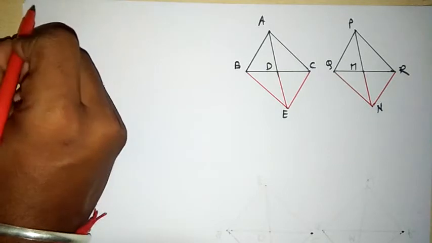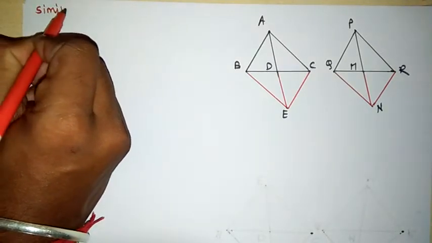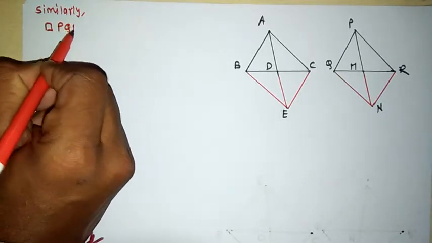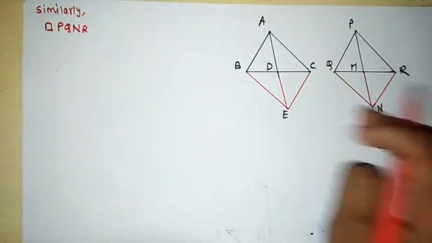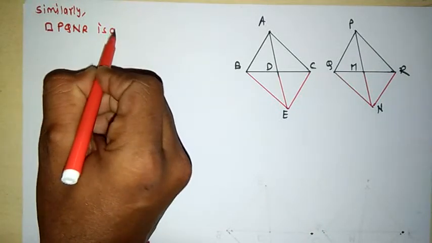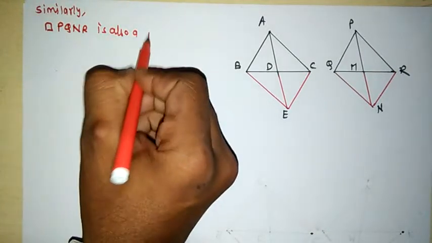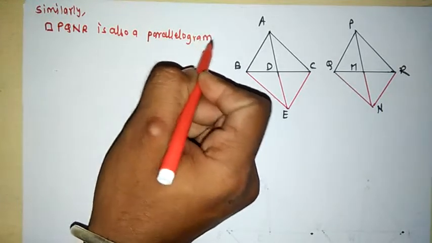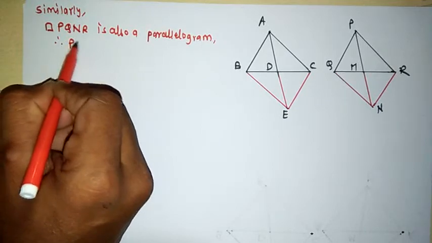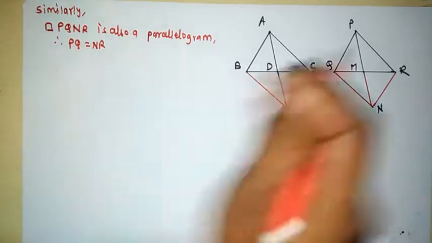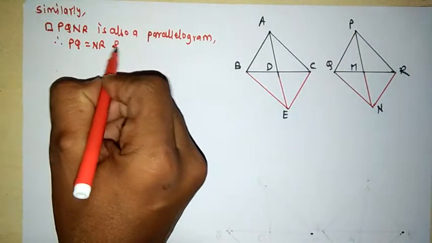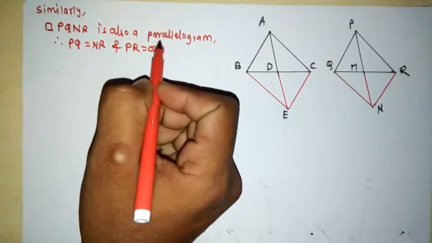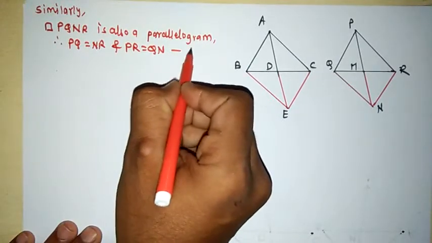Similarly, quadrilateral PQNR is also a parallelogram. Therefore, PQ is equal to NR, and PR is equal to QN. I will mark this as equation number 4.